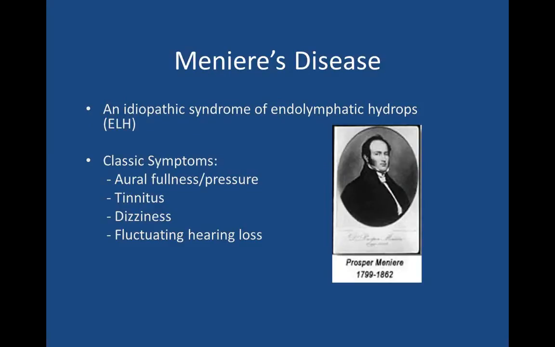A little bit about Meniere's disease. It's the idiopathic syndrome of endolymphatic hydrops, described by Prosper Meniere in 1862. Almost a couple hundred years later, we still don't know what causes it. We still don't have a cure for it.